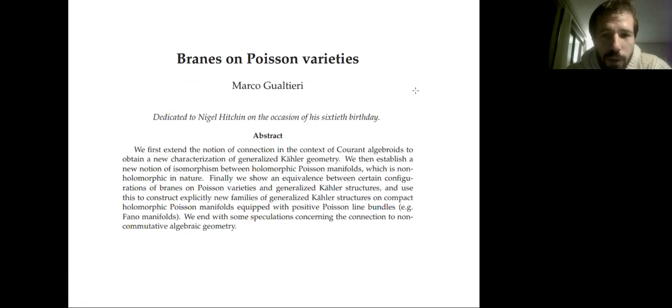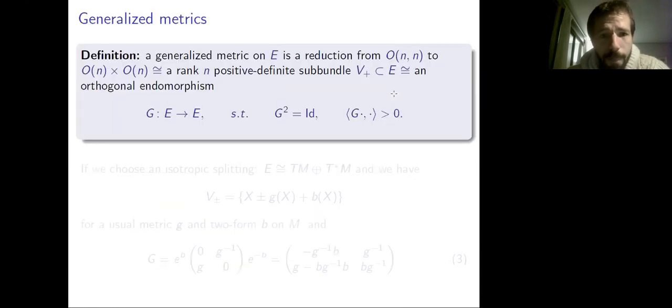Another paper which is going to be important for us is this paper by Marco Gualtieri, where he initiates the study of this generalized Riemannian geometry and the role played by generalized connections, which is going to be important for our picture. So let me start by talking about generalized metrics.